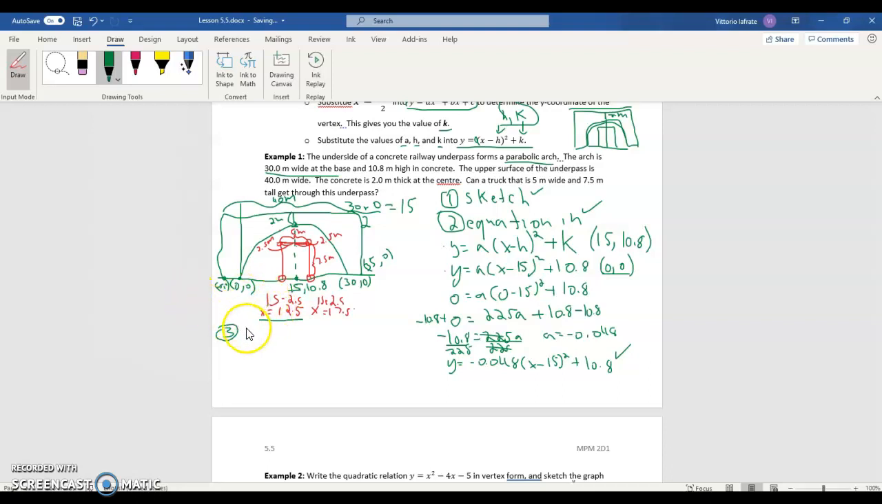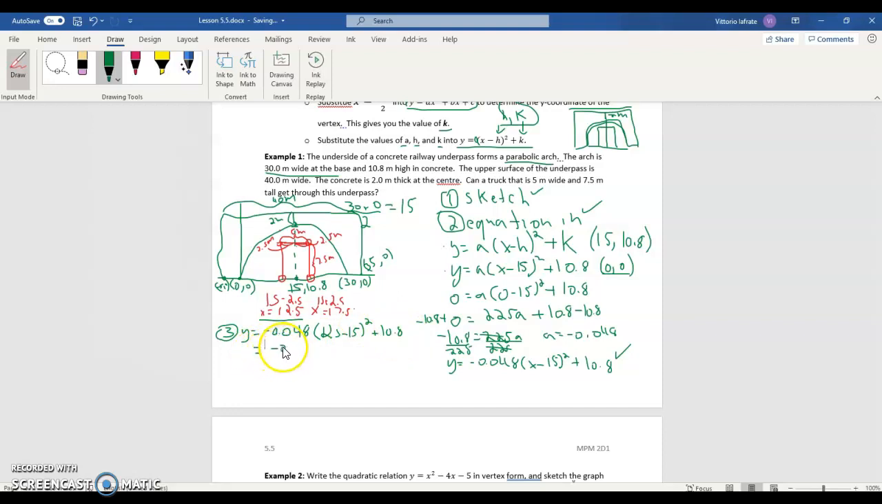So we can do y is equal to negative 0.048. That's our a we found. And then we can do 12.5 minus 15, 12.5 minus 15 squared, plus 10.8. And then we can just evaluate this to see what our y value would be.